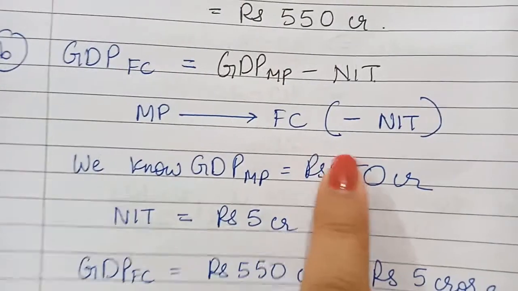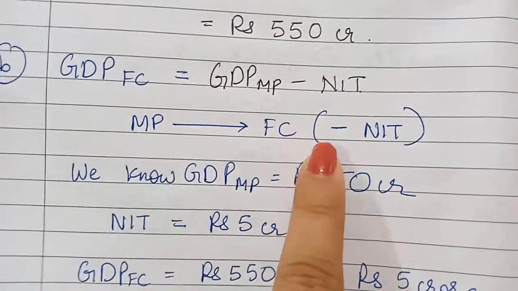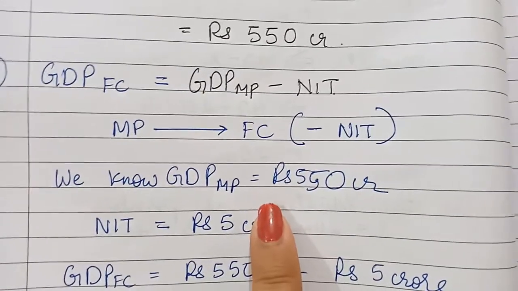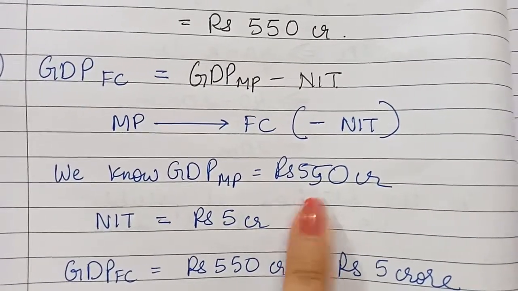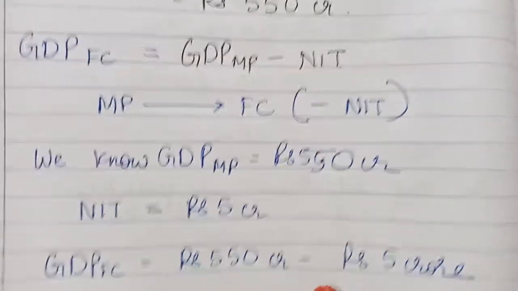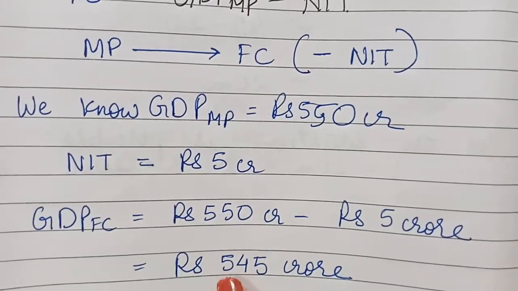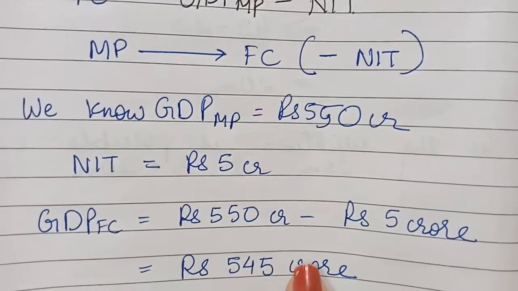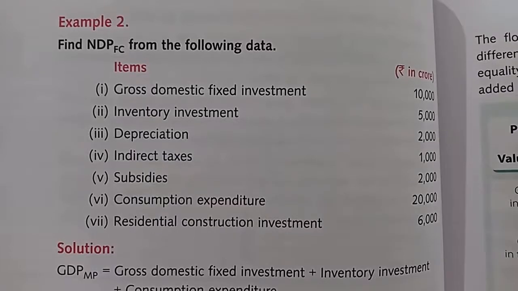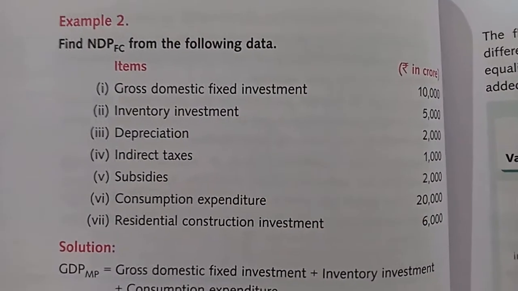That means from market price to factor cost, we have to subtract net indirect taxes. We know GDP-MP is rupees 550 crore and NIT is rupees 5 crore. So rupees 550 crore minus 5 crore will give you rupees 545 crore. So this completes example number 1. Next we move on to example number 2.